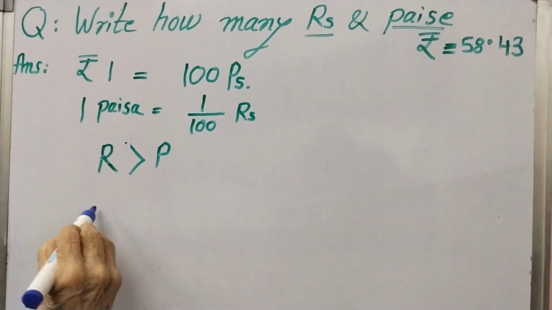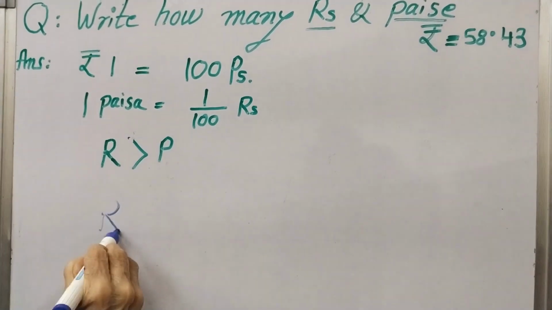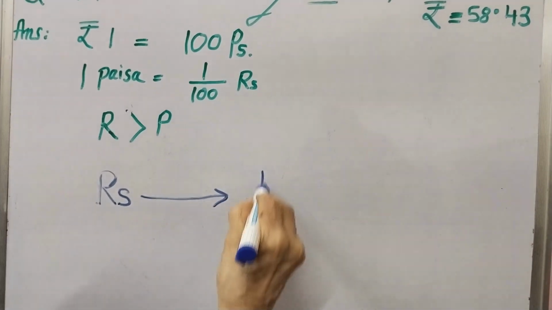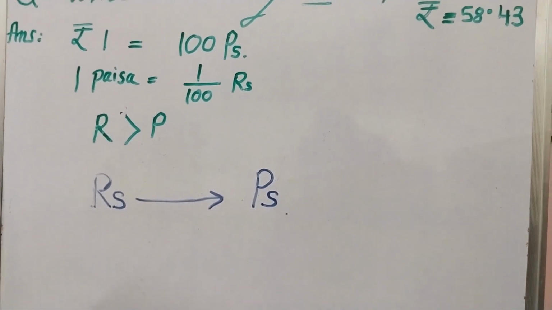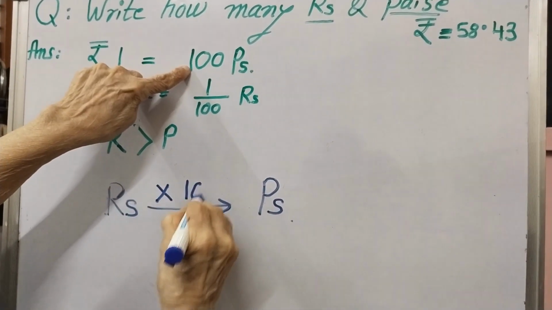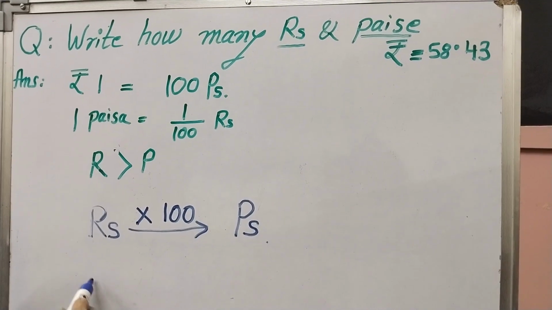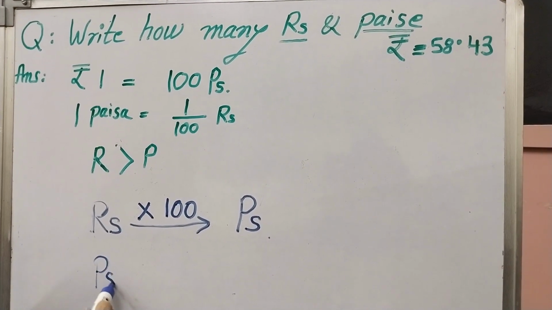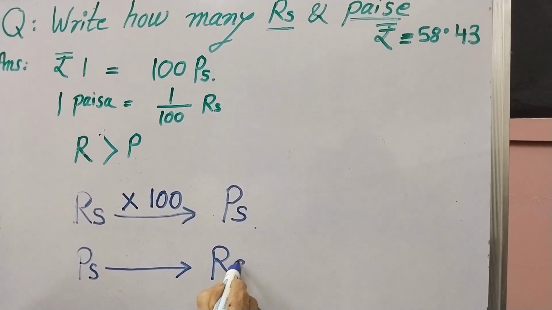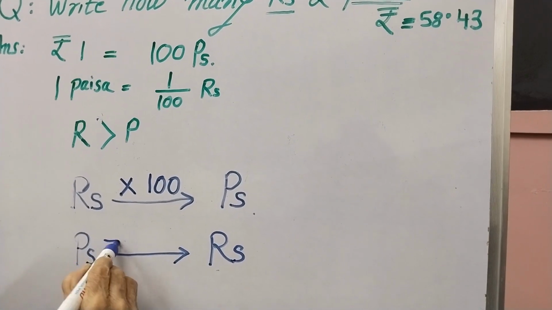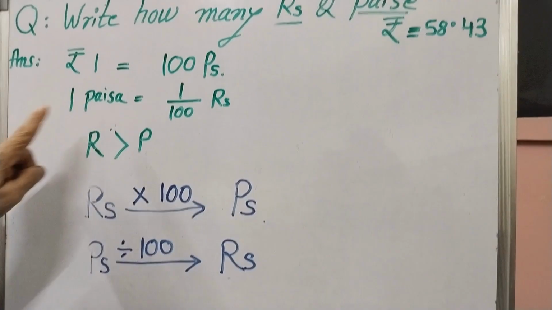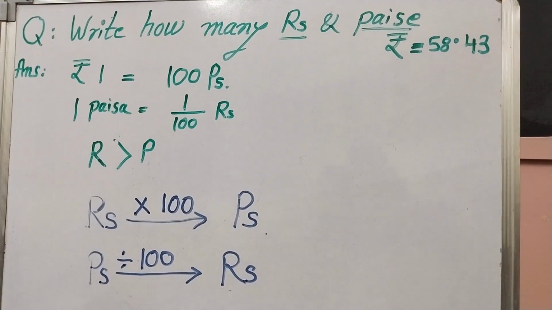So when we go from rupees to paisas, we will have to multiply by 100. When we want to go from a smaller unit like paisa and convert it into rupees, then we will have to divide it by 100, because the difference is 100 everywhere.